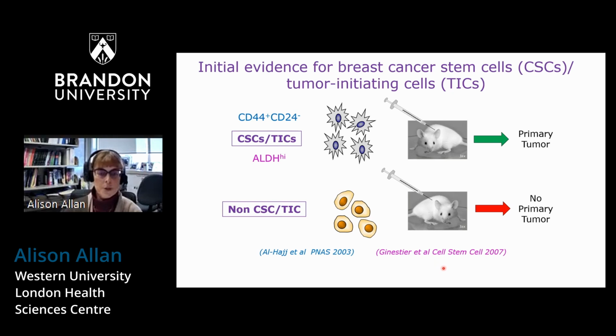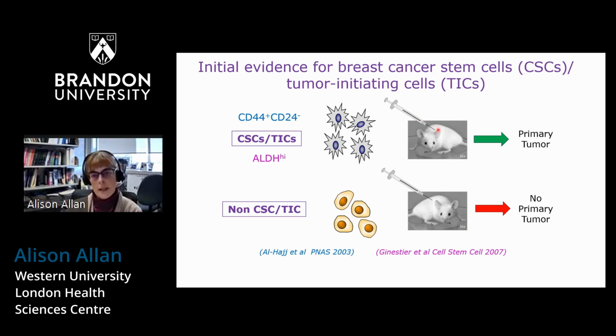Breast cancer was the first solid tumor to identify so-called cancer stem cells or tumor-initiating cells. What was observed is that cancer cells with certain markers, which I'll talk about in the next slide, which includes cell surface expression of a receptor called CD44 and negative expression of another receptor called CD24, as well as activity of an enzyme called aldehyde dehydrogenase. This cell phenotype identifies stem-like cancer cells or tumor-initiating cells.